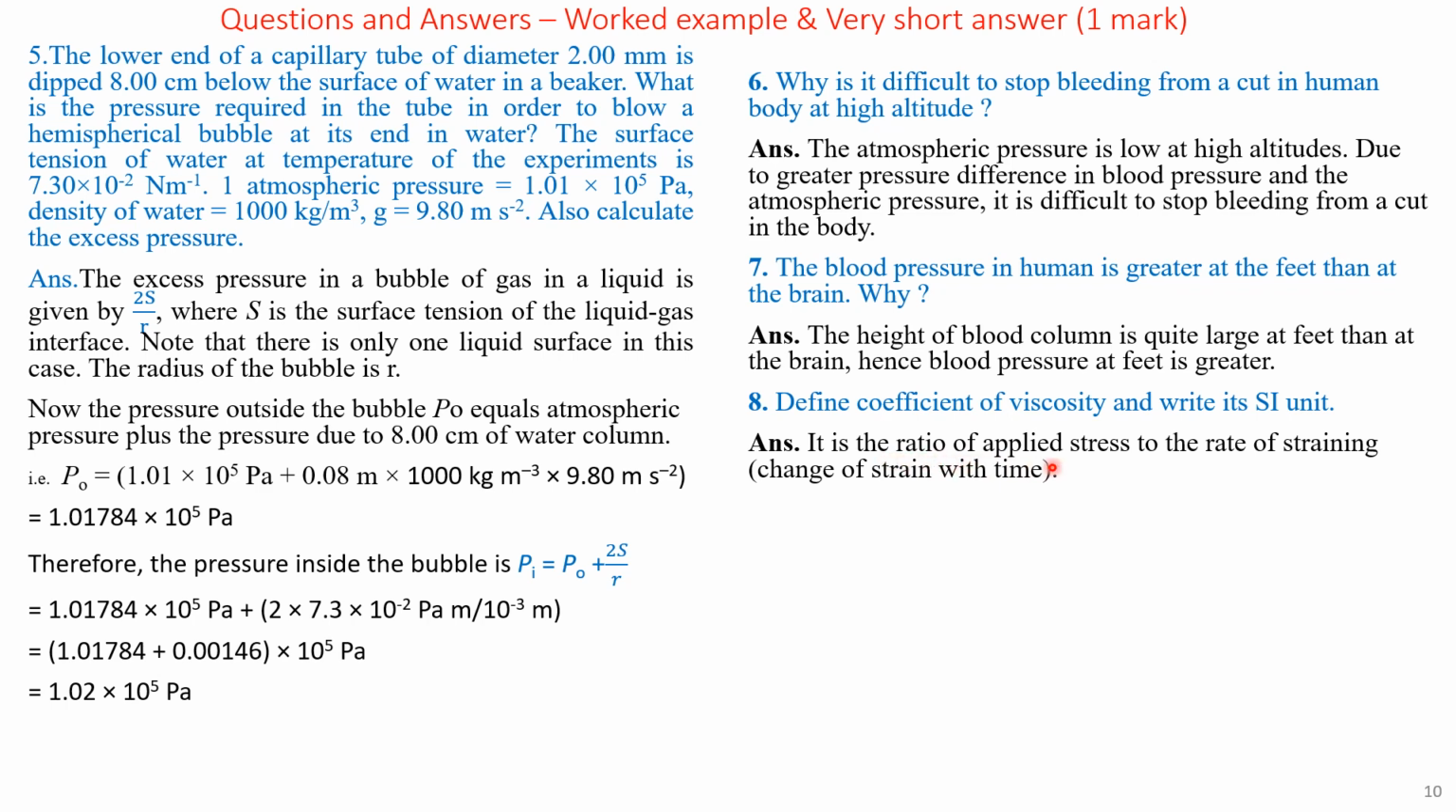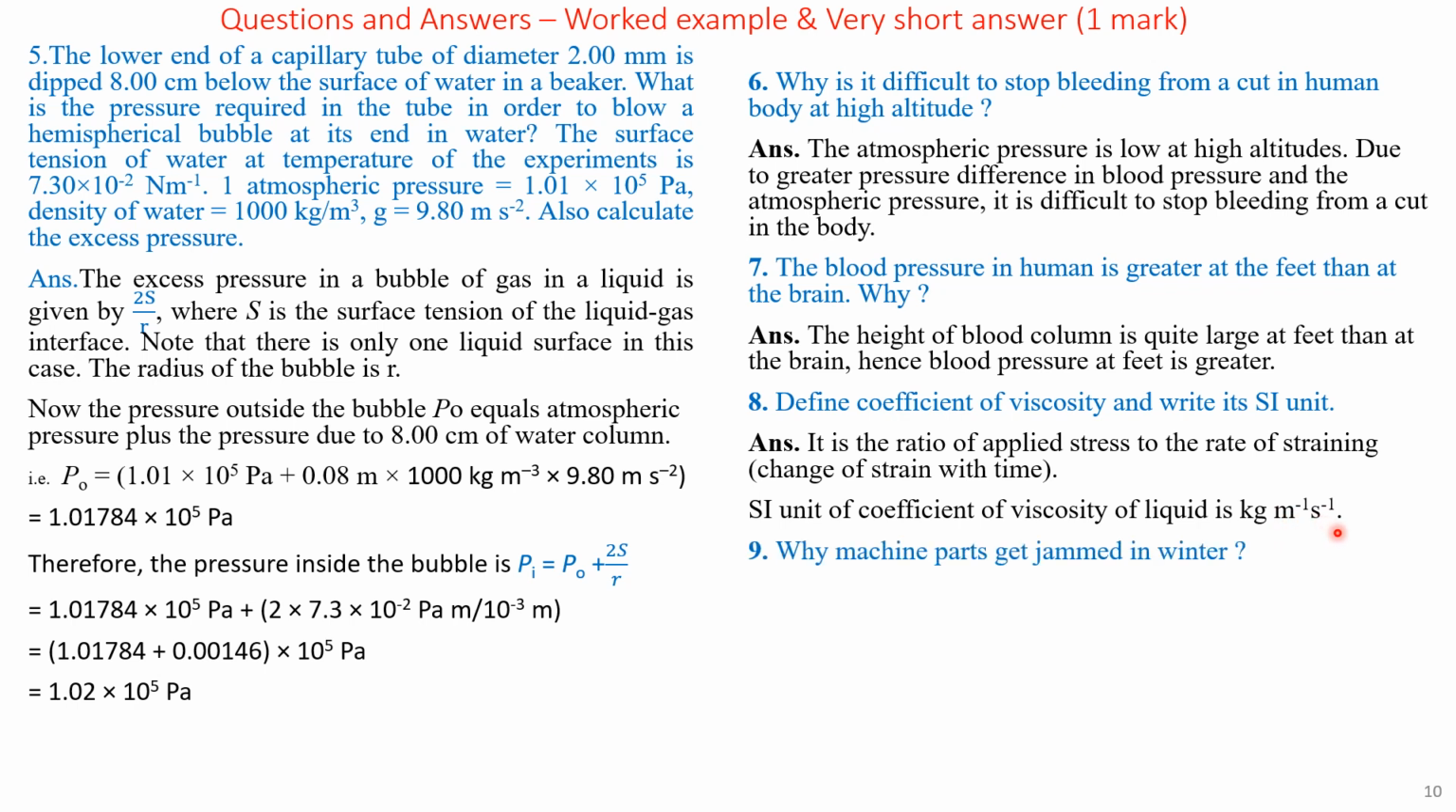Definition is, it is the ratio of applied stress to the rate of straining, that is change of strain with time. So, viscosity is the ratio of applied stress to the rate of straining. And SI unit of coefficient of viscosity, please note, coefficient of viscosity of liquid is kg per meter per second.